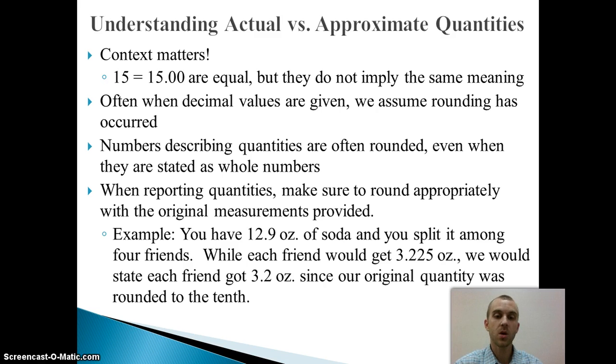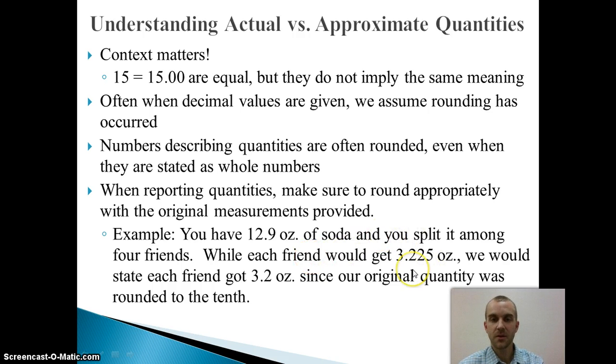So when we report quantities, we want to make sure that we look at what were our original measurements and that we round to the same amount of places or fewer. So example, say I have 12.9 ounces of soda and I split it among 4 friends. Now because it's 12 and 9 tenths, that's an approximate value. There may be a little bit more, a little bit less than that, but that's my approximate value.